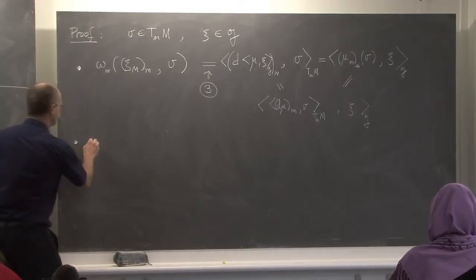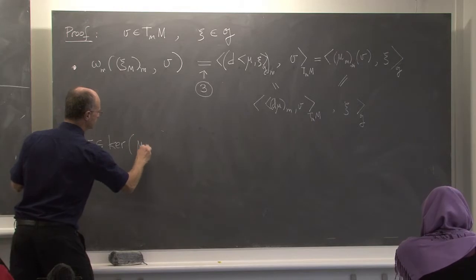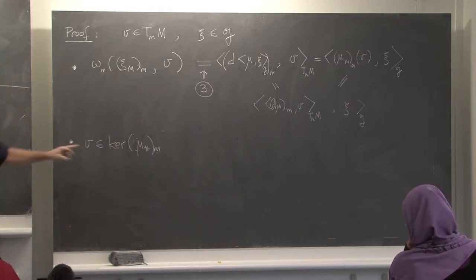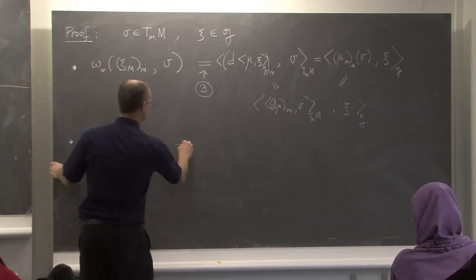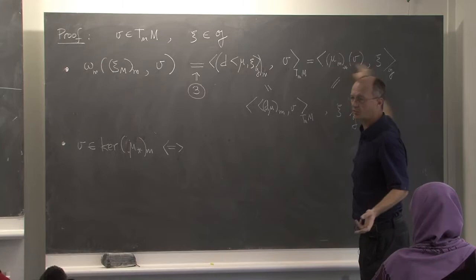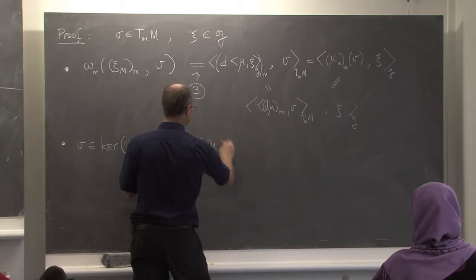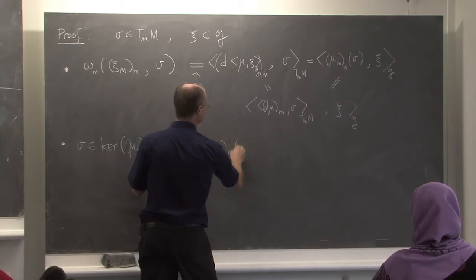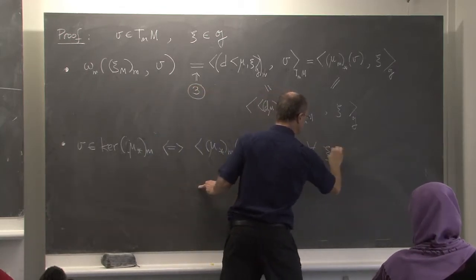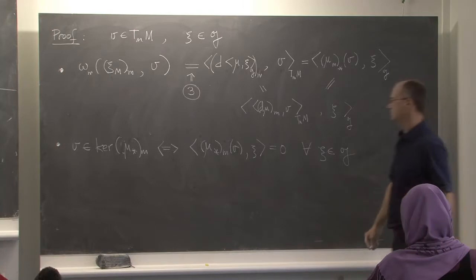So now notice that if our vector is in the kernel of this map, this means that this right-hand side will always be 0, for all psi. So that's just the same thing.